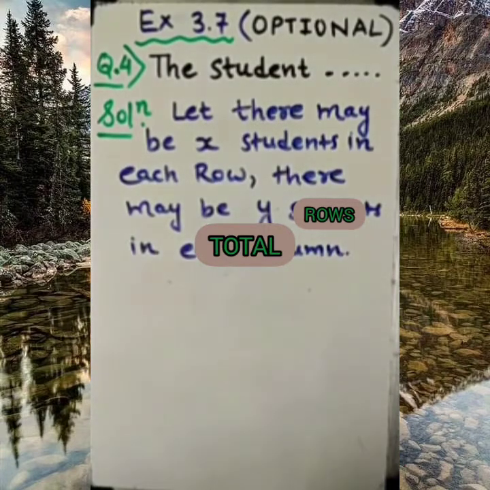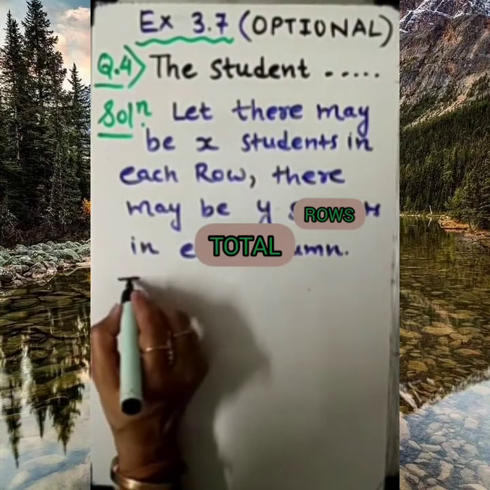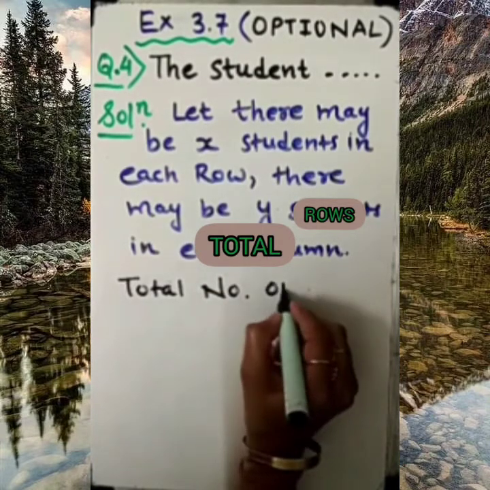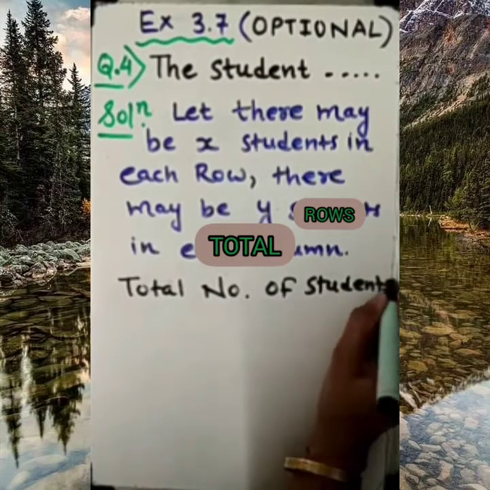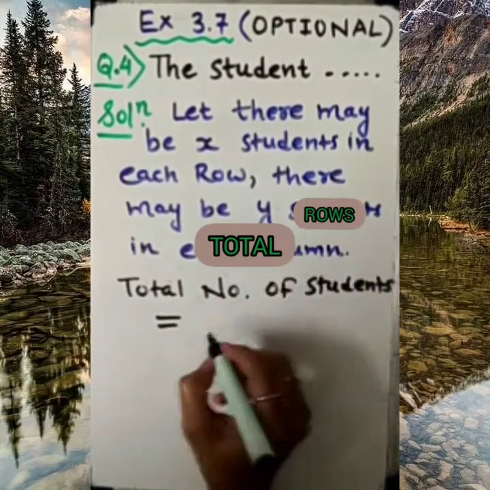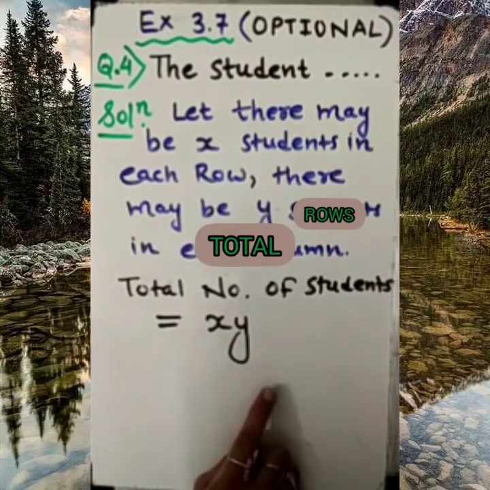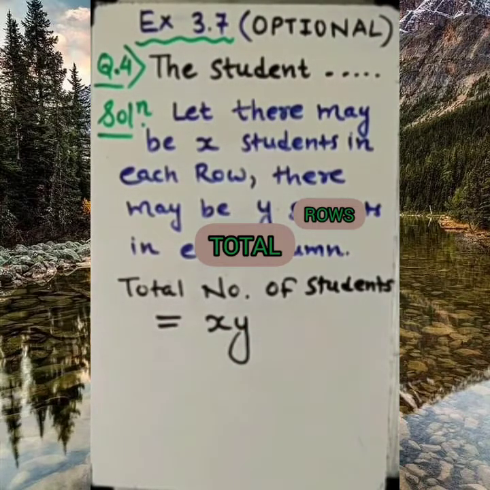Now, how to find total number of students? As we know, total number of students will be total number of rows and total number of columns multiplied. So we will have total number of students will be xy. Simple. So this is a very important result. Total number of students will be xy.